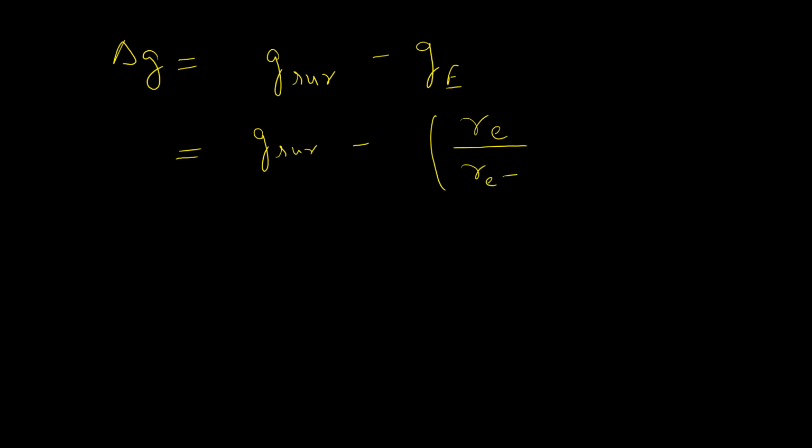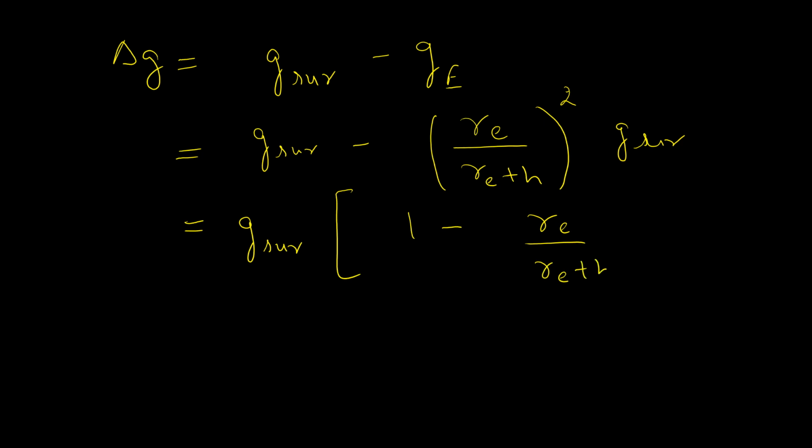So we are going to plug this into this equation. Now our equation delta G will be equal to g surface minus g of E. This will become g surface minus R_E over (R_E plus h), squared, times g of surface. We're going to take g of surface outside from the equation, and this whole equation will be 1 minus R_E over (R_E plus h), and the square of this.